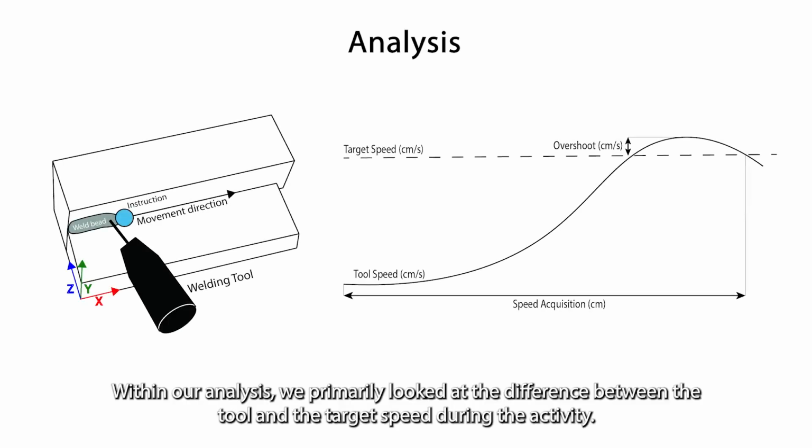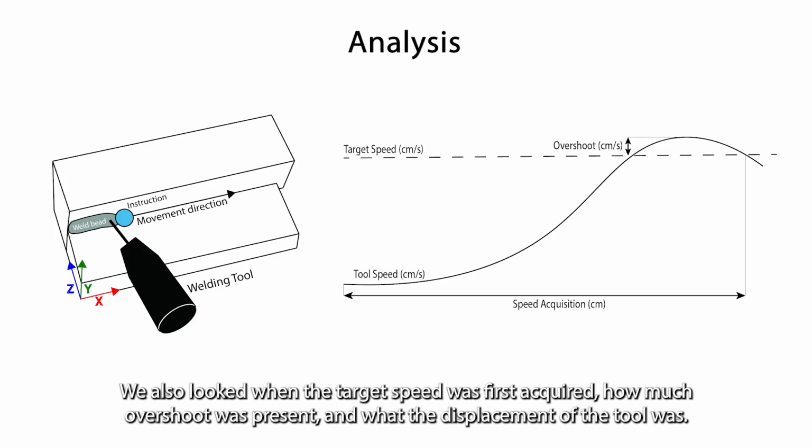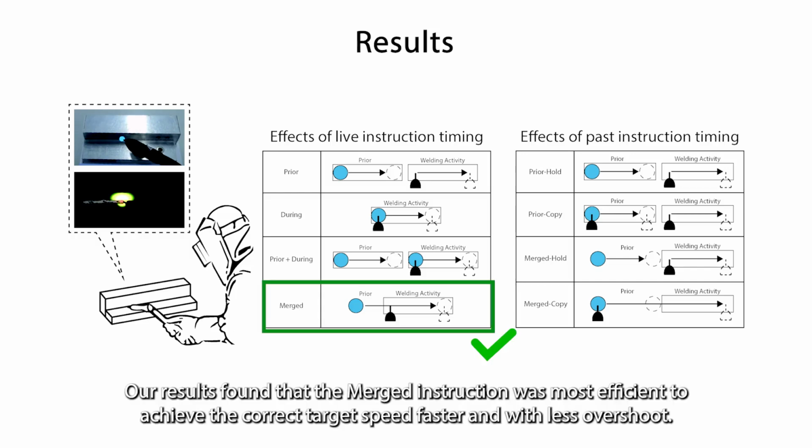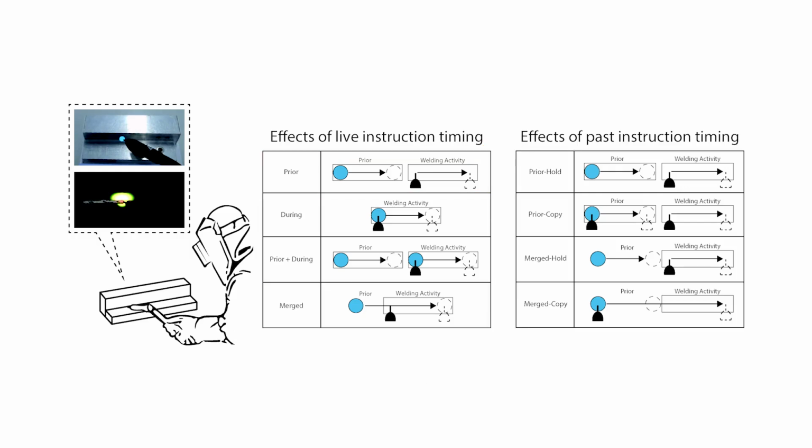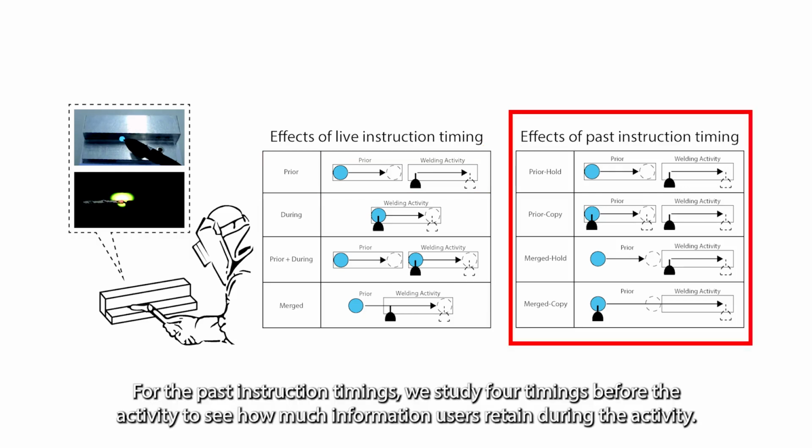Within our analysis, we primarily looked at the difference between the tool and the target speed during the activity. We also looked when the target speed was first acquired, how much overshoot was present, and what the displacement of the tool was. Our results found that the merge instruction was most efficient to achieve the correct target speed faster and with less overshoot. Meanwhile, the prior instruction performed worse, where a lot of users were not able to replicate the correct target speed. For the past instruction timings, we studied 4 timings before the activity to see how much information users can retain during the activity.